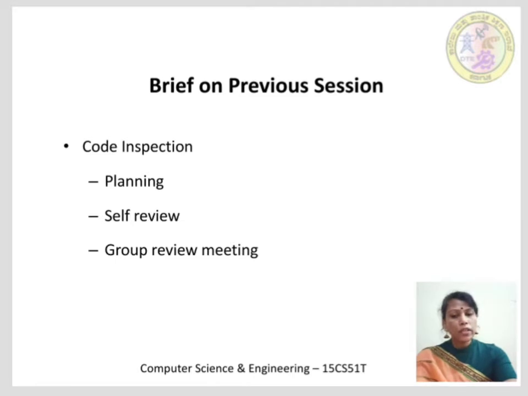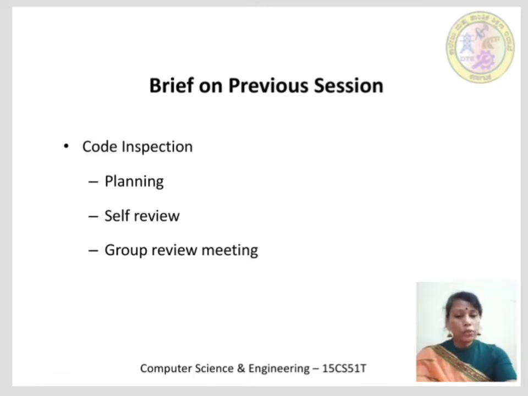Hence, code inspection starts with the planning phase. The objective of the planning phase is to prepare for inspection. In this phase, inspection team is formed, including the programmer whose code has to be reviewed. The team should consist of at least 3 to 5 people. A moderator is also appointed in this phase.